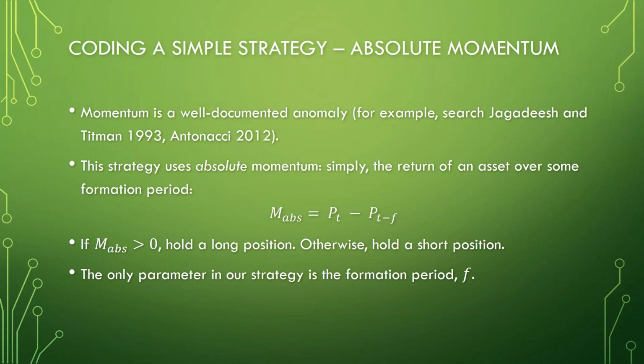It's simply the price at the current period minus the price some time ago, and that time is the formation period. And the trading logic based on this strategy is we go long if absolute momentum is greater than 0, otherwise we hold a short position. And there's only one parameter in this whole strategy, and that's the formation period, F, or how far back do we look in the past to calculate momentum.